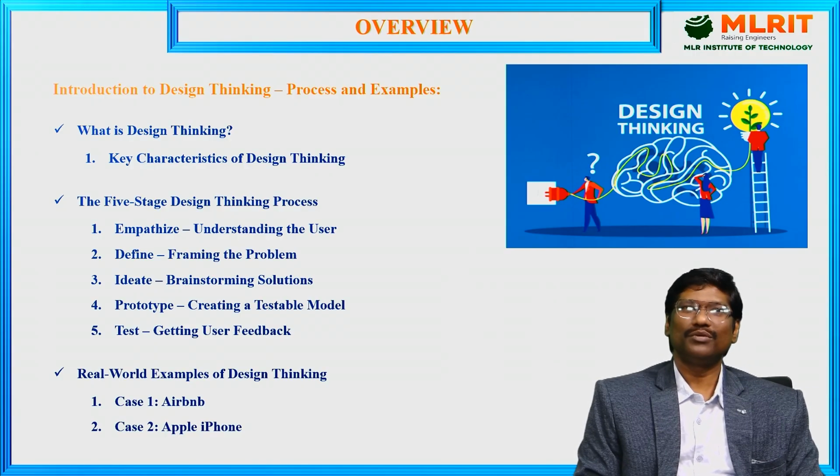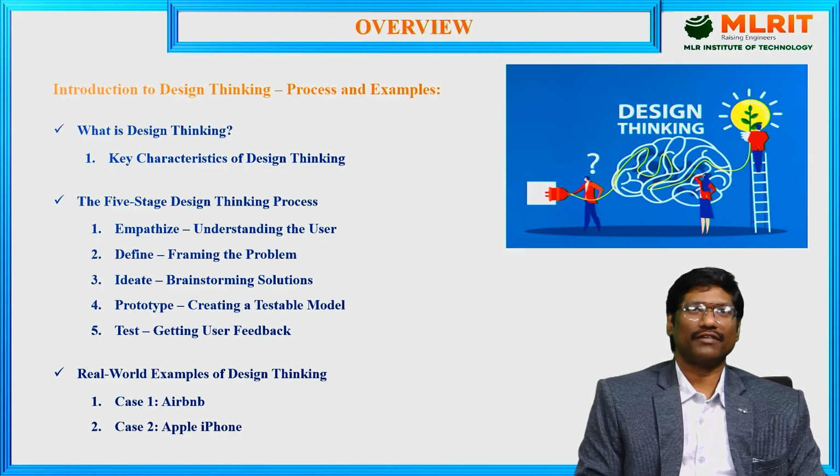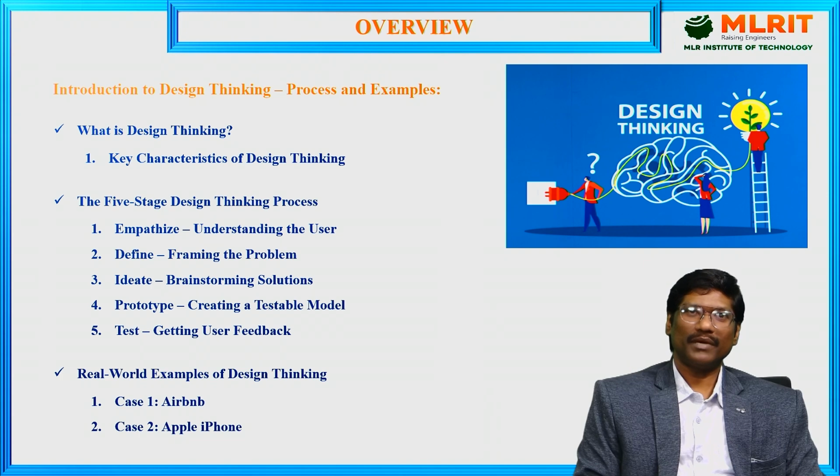And third one is ideate. This is where you come up with the possible solutions for the problem identified. One of the best ways to identify solutions is through brainstorming. So this is the third stage in the design thinking process. Fourth one is prototype, creating a testable model. It encourages you to come up with a basic model of your solution, how it looks like, right? So it helps you to visualize the bigger picture.